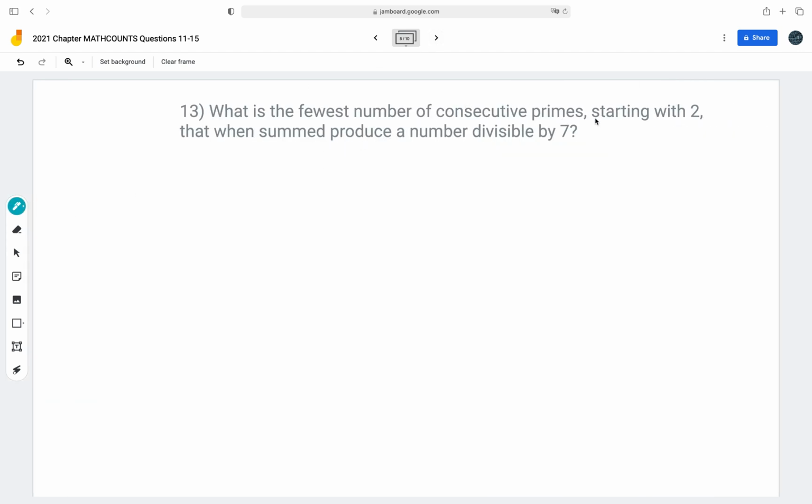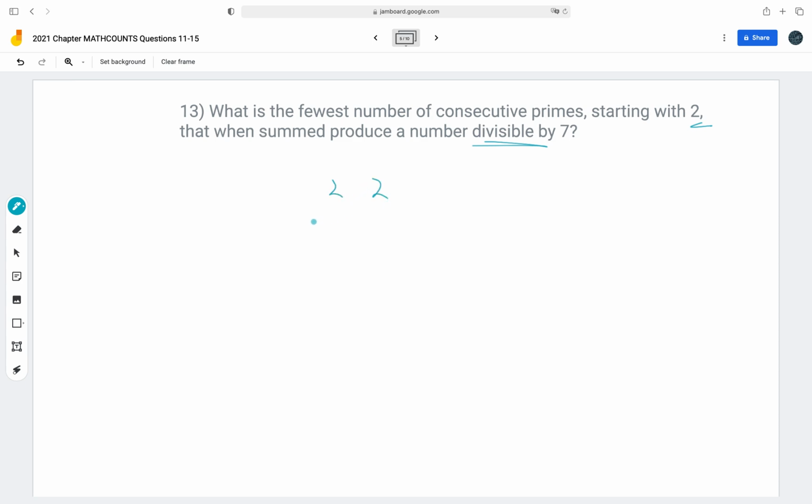What is the fewest number of consecutive primes starting with 2 that, when summed, produce a number divisible by 7? I don't see any trick necessarily to this, since it's divisible by 7. Sorry, they don't add to 7, because that would be impossible. I think we just keep going. If you have a better solution, there might be a trick to this, but I actually don't think so. Let's just keep going. So 2, you get 2.